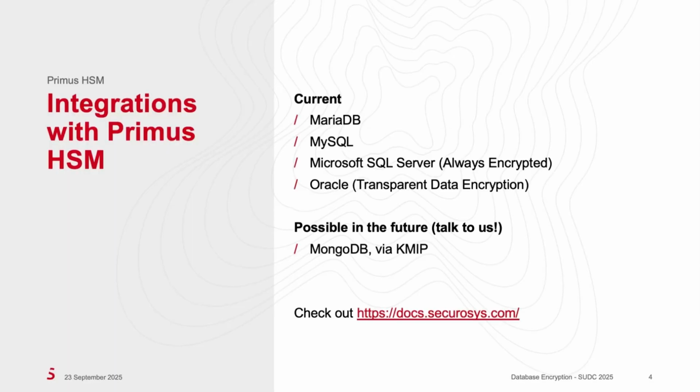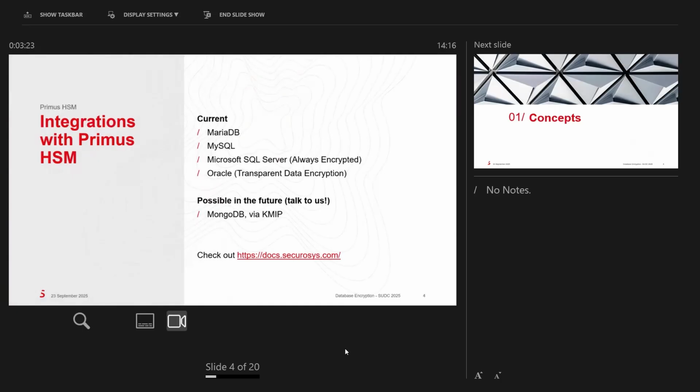Before I start, I also wanted to give an overview of the integrations that we have. Today you can already find documentation and guides on our documentation website for MariaDB, MySQL, SQL Server, and Oracle databases. And in the future, once we have KMIP available as an API integration with the Primus HSM, it will also be possible to set up database encryption with MongoDB. So if you're interested, come talk to me, come talk to any of our staff.